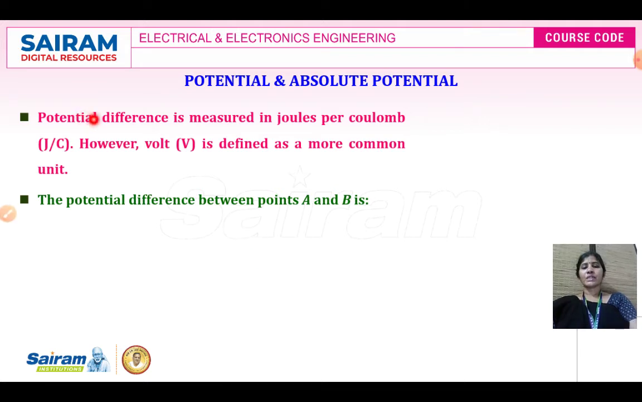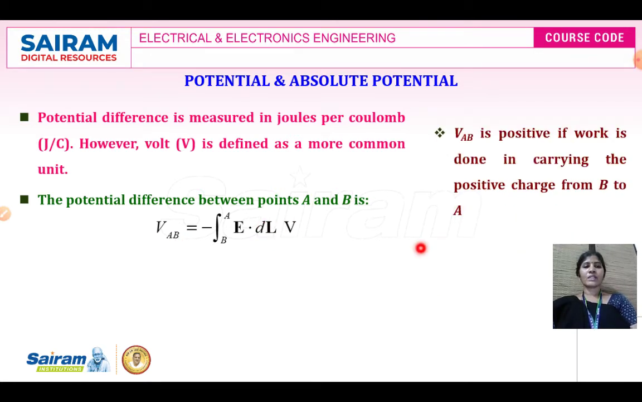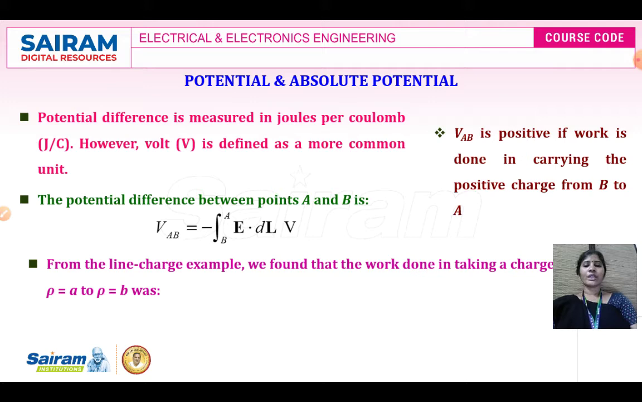Potential difference is measured in joules per coulomb. The unit is the volt. The potential difference between any two points is given as VAB equals minus the integral from B to A of E dot dl. The unit for the potential is volts. VAB is positive if the work is done in carrying a positive charge from B to A. If it is carried from A to B, then it is negative.